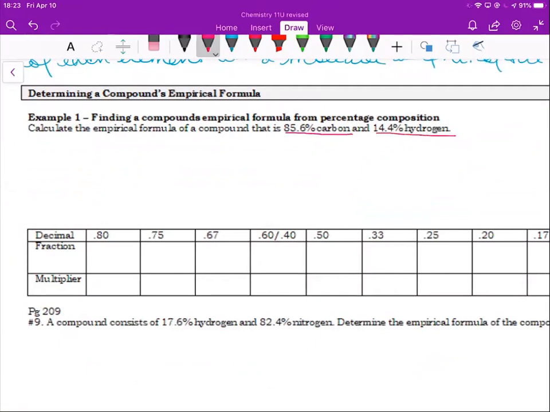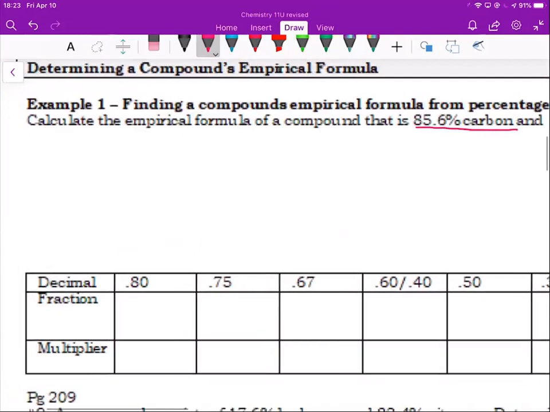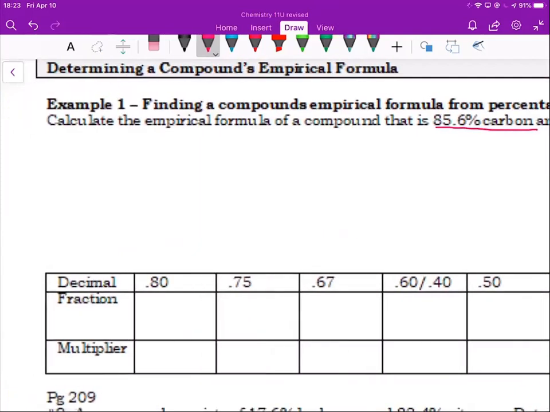Calculate the empirical formula of a compound that is 85.6% carbon and 14.4% hydrogen. So let's go through the steps. It's actually pretty easy, but the first time I show it to you, you're going to be like, why are we doing all this? But it's going to work out in the end.